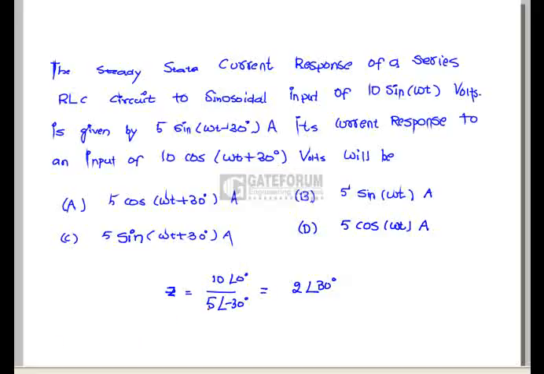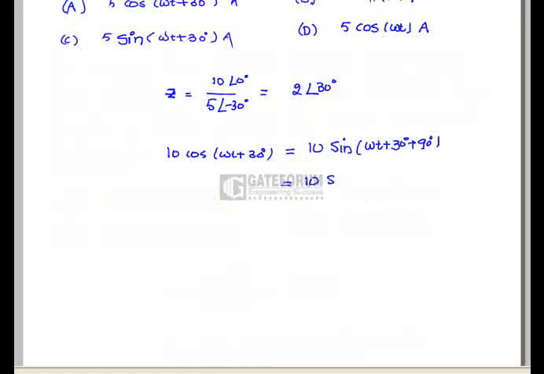But the voltage and current in the Z expression are in the form of sine, whereas in the next case the input is in the form of 10 cos(ωt + 30°). So we can express it in the equivalent sine form by advancing it by 90 degrees, that is 10 sin(ωt + 30° + 90°), which equals 10 sin(ωt + 120°).